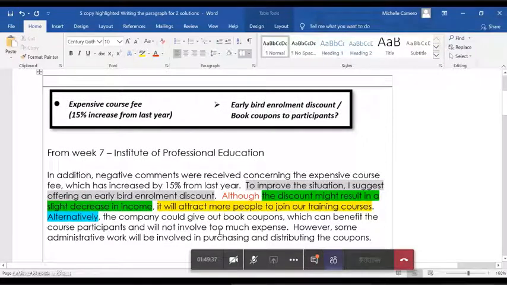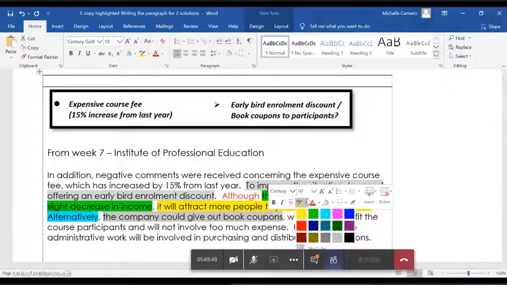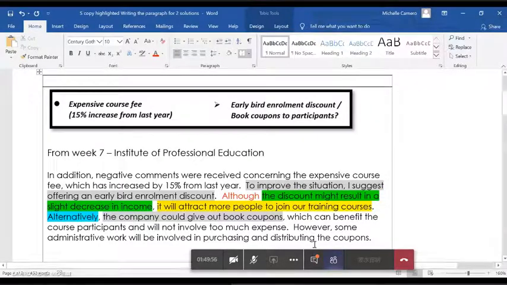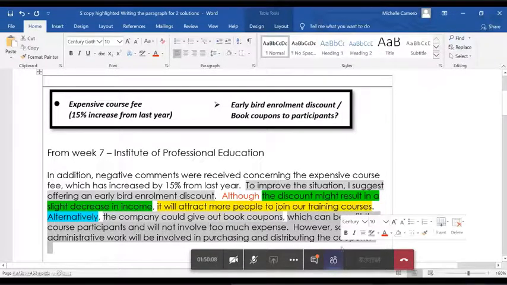We got to talk about solution 2. So alternatively, the company could give out book coupons. And so remember we have right here book coupons. All right, so this is solution 2 right here. All right, now we need to find the advantage and the disadvantage though. So we have which can benefit the course participants and will not involve too much expense. However, some administrative work will be involved in purchasing and distributing the coupons. All right, so out of all of this, what's the advantage and what is the disadvantage?